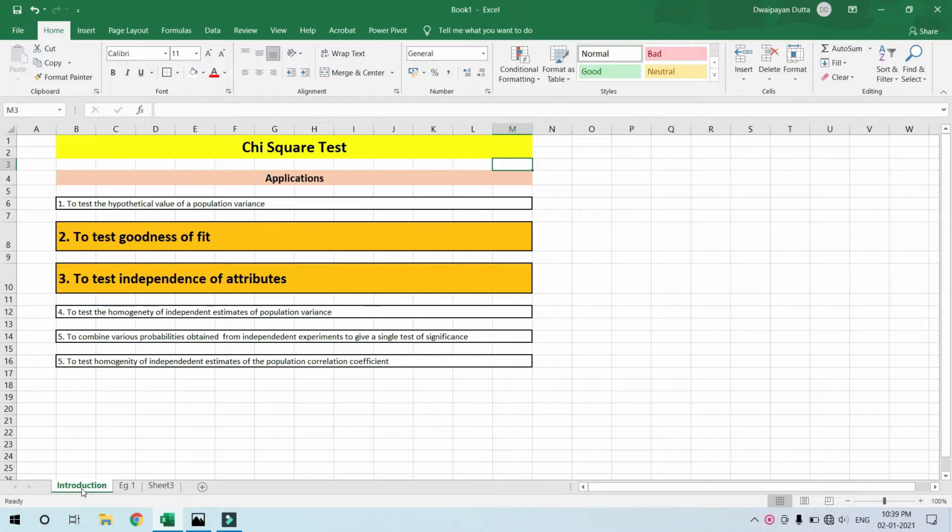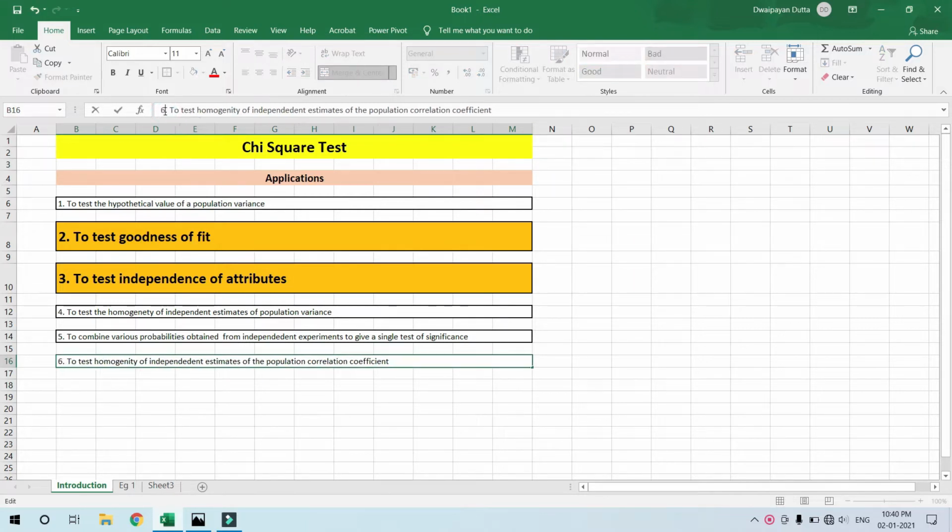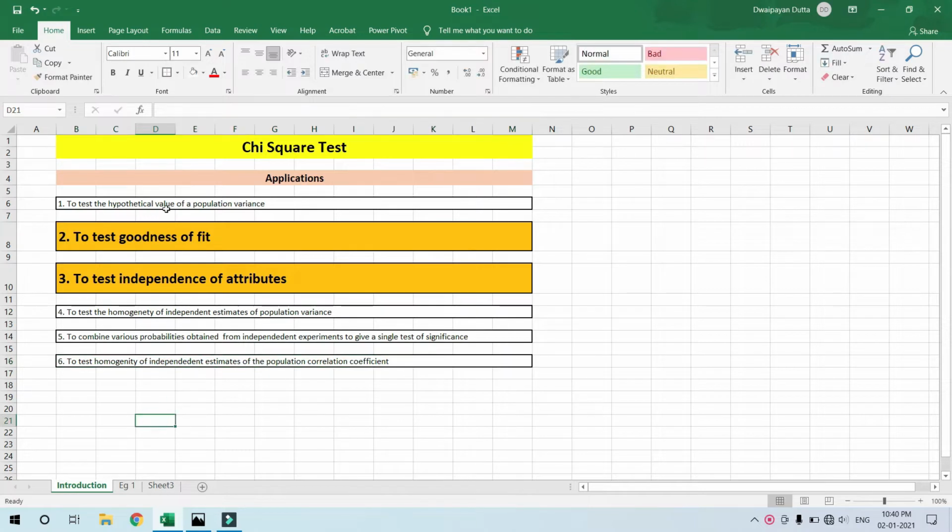Now many of you who are from a statistics or mathematics background, or from MBA, will be familiar with this chi-square testing. These are a few of the areas of application of the chi-square test. There are a total of 6, of course. Of these 6 areas, I have marked two: the test of goodness of fit and the test of independence of attributes. These are the most common areas of application of the chi-square test.